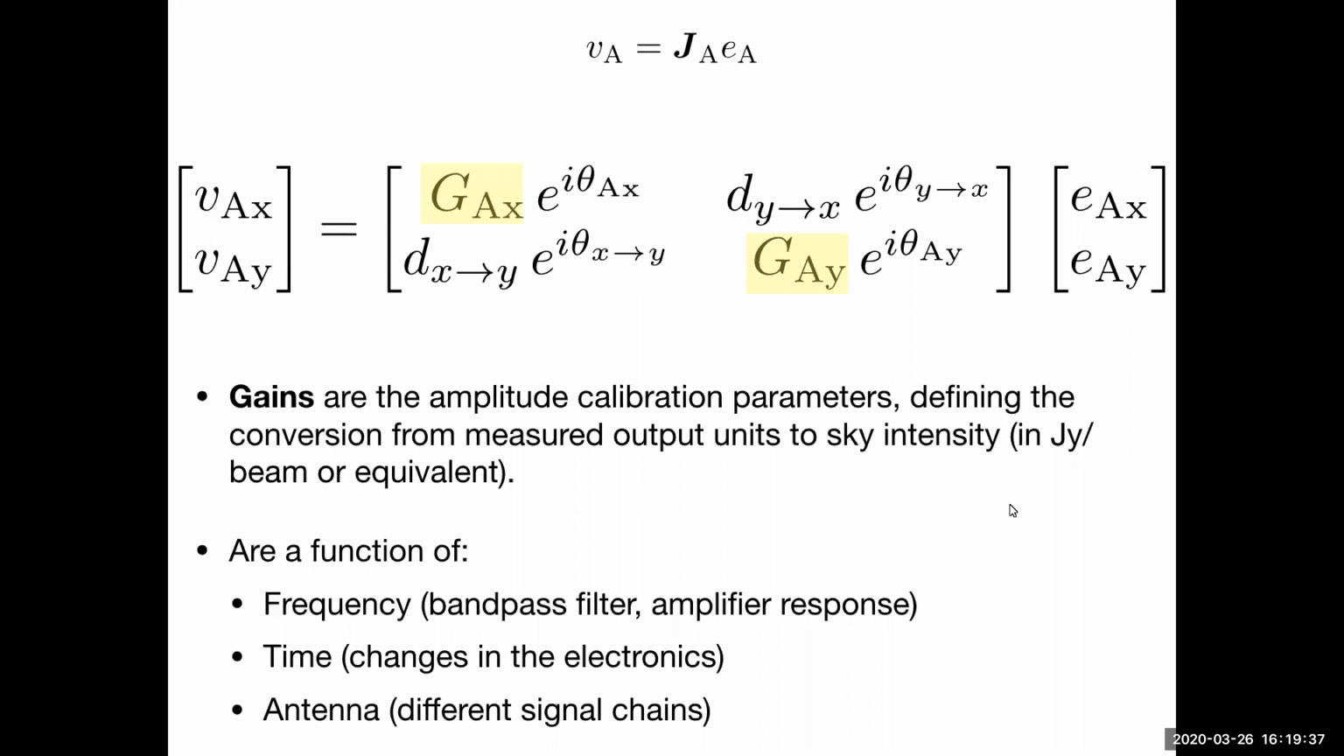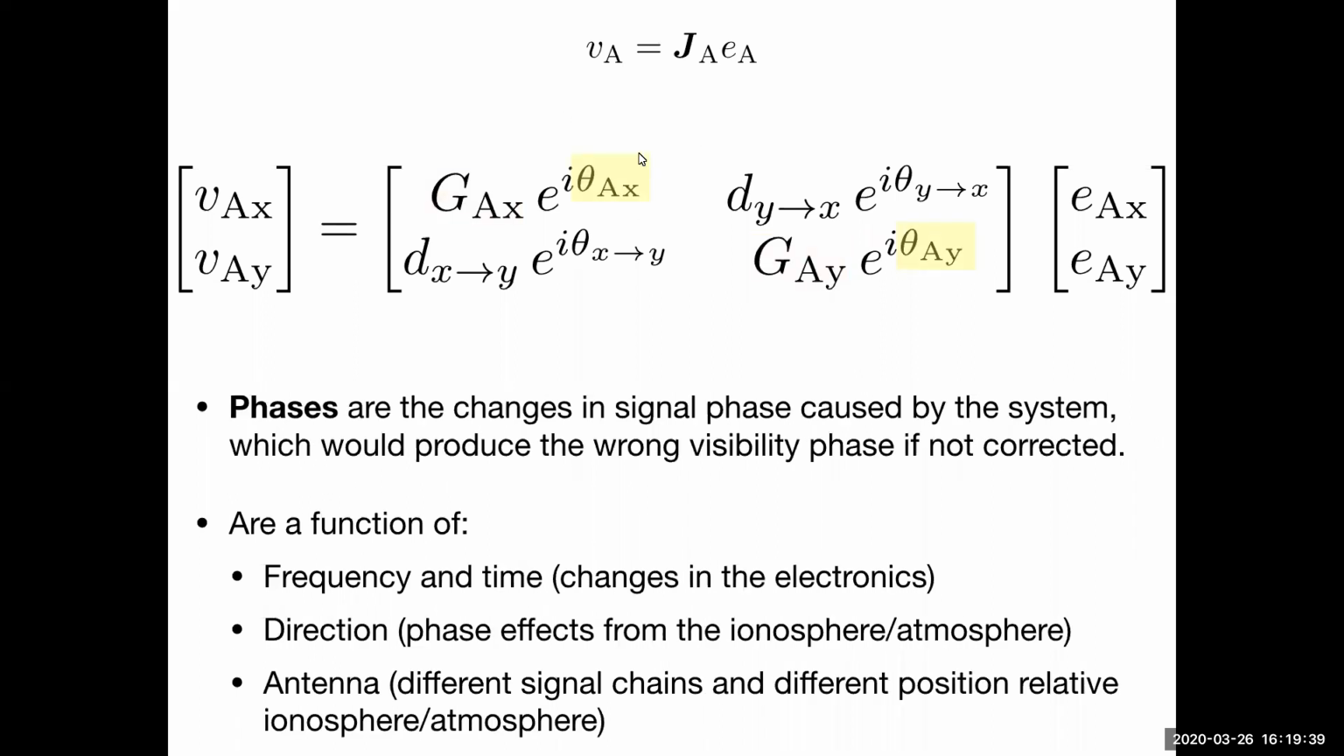And the other key parameters are the phase parameters. These represent the change in the phase introduced by the system. If you don't calibrate for these, you end up with the wrong phase in your visibilities. And the phase, as pointed out last week, basically encodes position information on the sky. So if you get the phases wrong, you end up with positions being wrong on the sky.